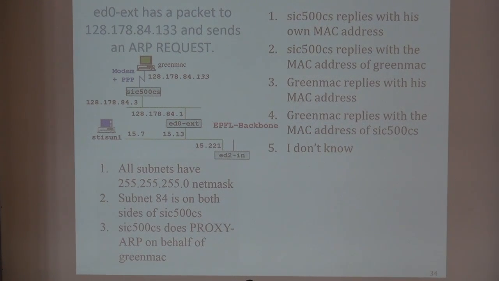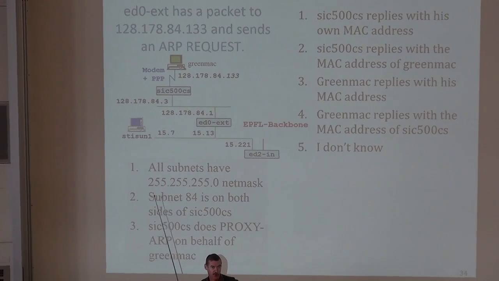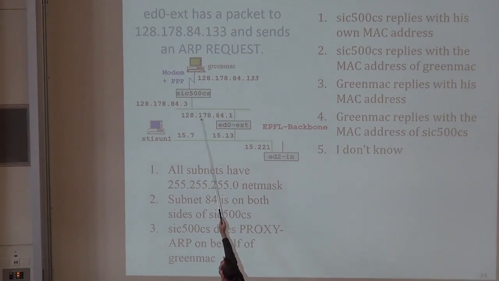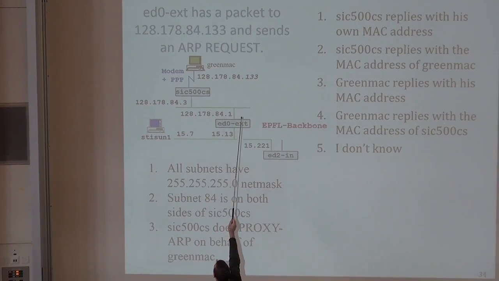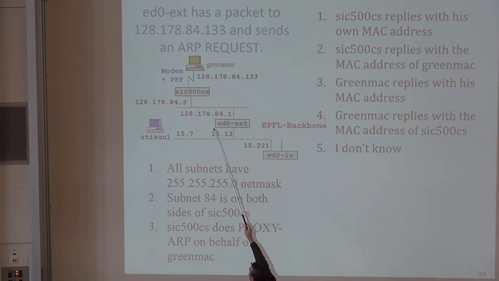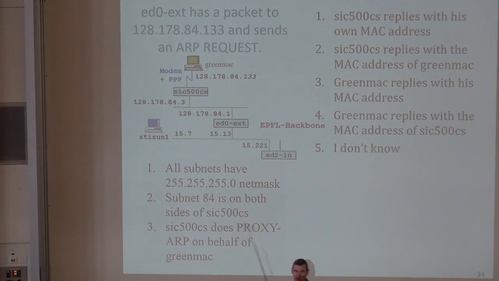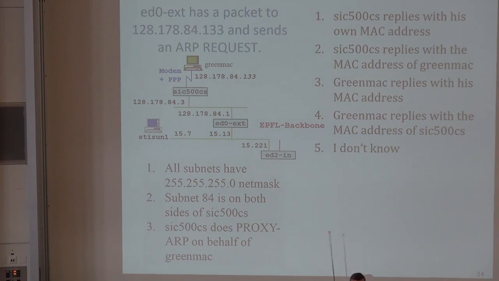For example, assume we cheat. We say this guy cheats by putting host routes. Like we have said, you can put a host route. The SIG 500CS router can say this address 84.133 is to go on that north port and not on the south one. So this I can do. But now the problem will be here.